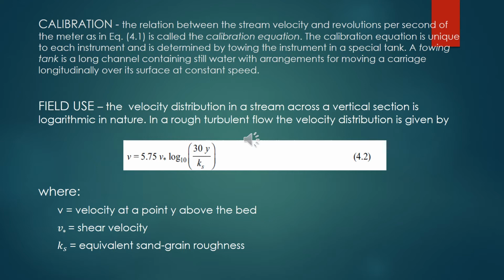Field use. The velocity distribution in a stream across a vertical section is logarithmic in nature. In a rough turbulent flow, the velocity distribution is given by this equation, where v is the velocity at a point y above the bed, v* is the shear velocity, and k_s is the equivalent sand grain roughness.